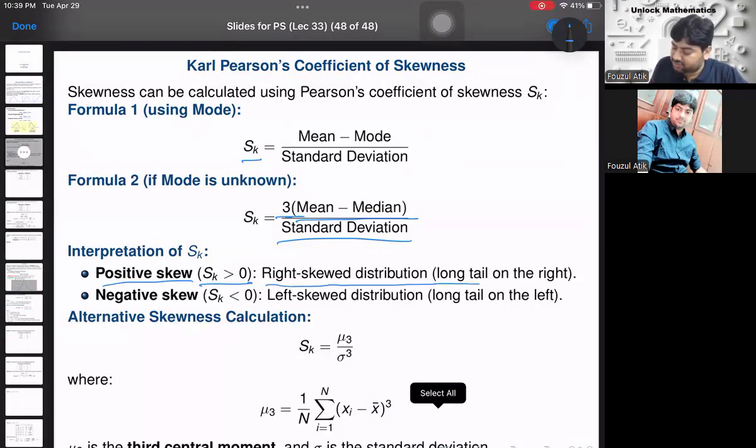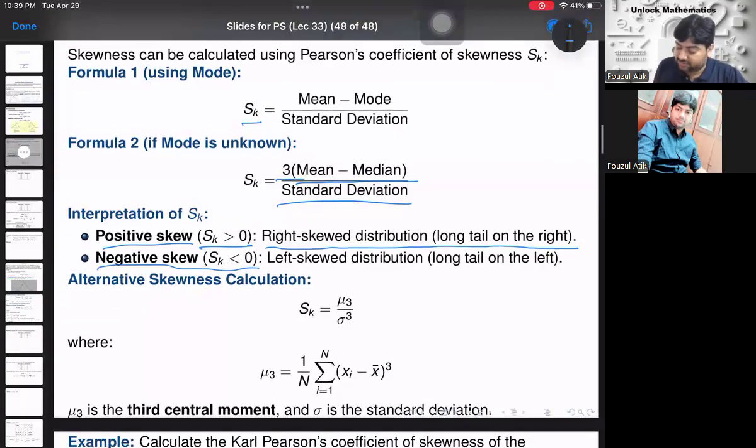So a right-skewed distribution has a long tail on the right side. And if the Sk value is less than 0, then we say it is negatively skewed. It has another formula also, an alternative skewness calculation.